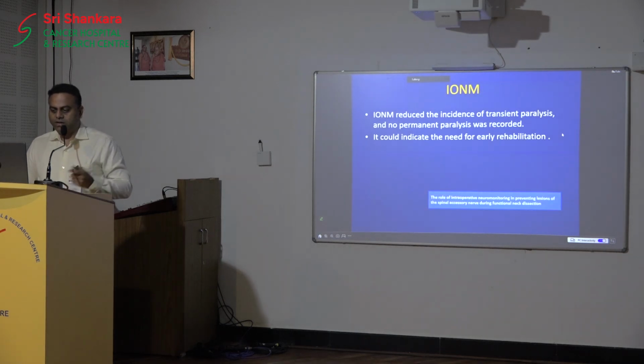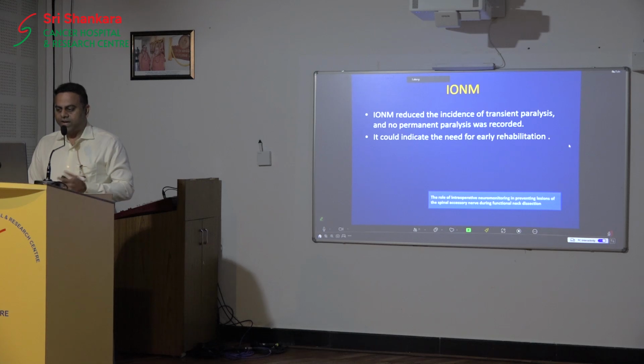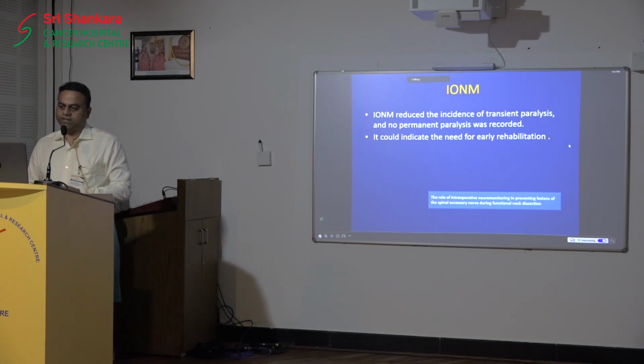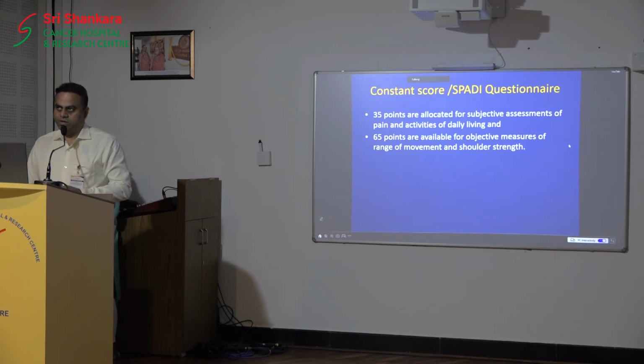Similarly, the role of intraoperative nerve monitoring has been studied in preserving the spinal accessory nerve during functional neck dissection. IONM has reduced the incidence of transient palsy, and no permanent palsies were recorded in this study group. So it could initiate the need for early rehabilitation. In the post-operative period, you can assess with the Constant score or SPADI score. Both blend pain and the range of shoulder movements in the assessment.